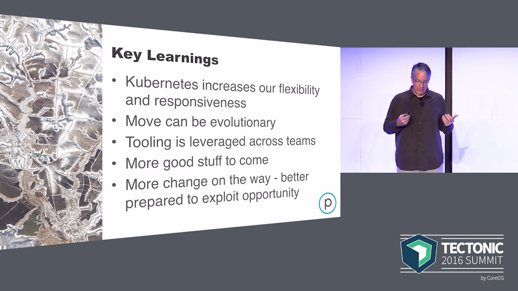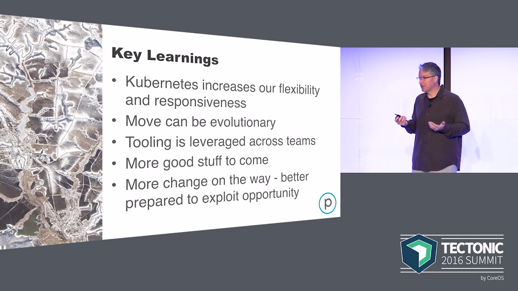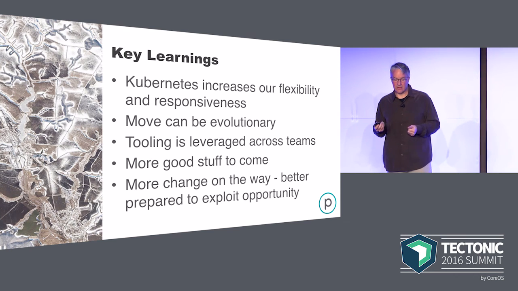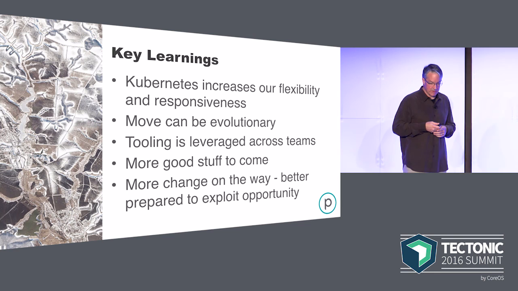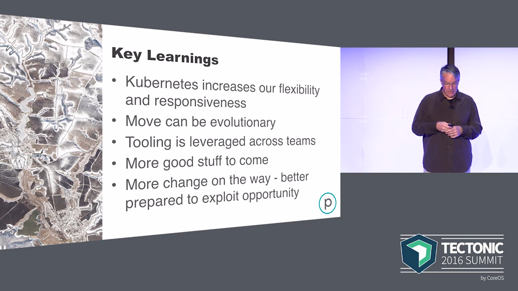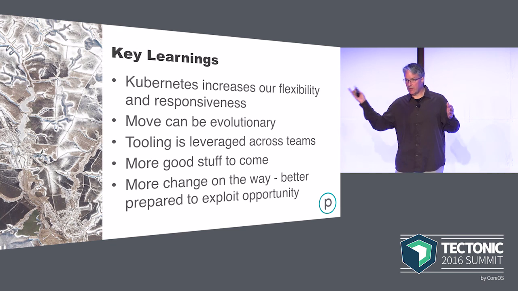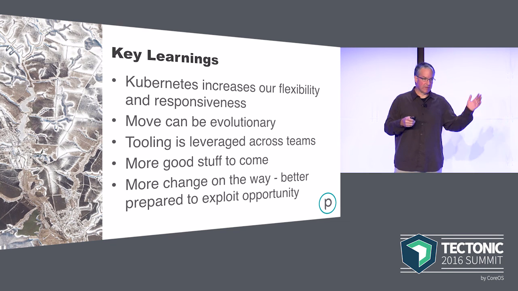I think we've found that this can be a very evolutionary process. Moving to Kubernetes doesn't mean you have to throw everything out and do everything a new way. You can evolve into it, and things can coexist. And we've been able to do, in our own sense, a lot of tooling work that makes this leverageable across teams. So I don't have my missions team who's doing the GovCloud work building Kubernetes one way, and the pipeline team building it a different way, and the apps team building it a different way. We've been able to leverage some consistency across that.